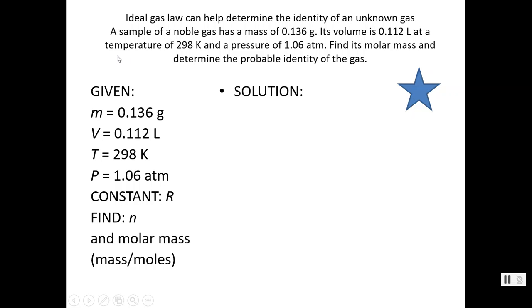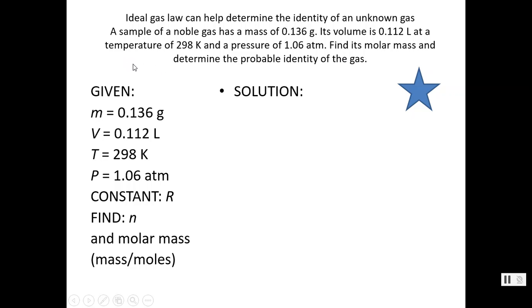So let's go ahead and talk through this example. Let's say we have a sample of a noble gas. If you remember, noble gases, those are guys in group 8, has a mass of 0.136 grams. So actually, we're halfway there already with this problem. I already gave you the mass. We just need to know what the moles are. That's where the meat of this problem will come into play. We have the volume, the temperature, and the pressure of that particular gas. And I want to know what its molar mass is and then determine the identity of that gas.